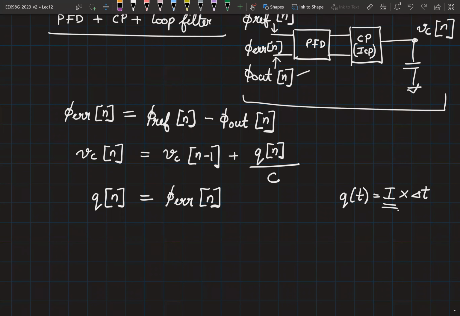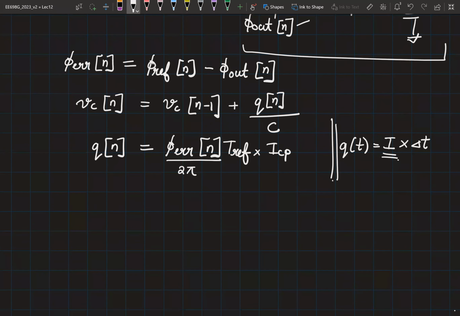So now I have to convert phi error into some delta t. That will be phi error by 2 pi into T ref. Right? And for this duration, we have ICP flowing into the capacitor. This is clear? So now I can write the relationship between Vc of n and phi error of n.